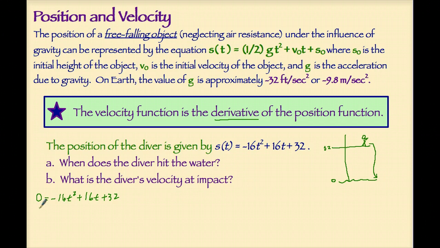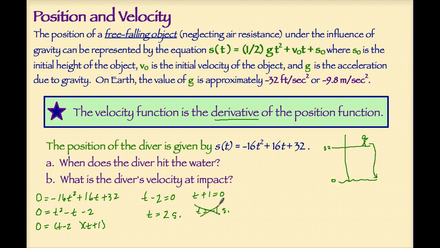This equation will be a lot easier to solve if we divide every term by negative 16. This gives us 0 equals t squared minus t minus 2. Fortunately, this quadratic factors into t minus 2, t plus 1, giving us two potential times. T minus 2 equals 0 gives us t equals 2 seconds, and t plus 1 equals 0 gives us t equals negative 1 seconds. I think it's safe to rule out this answer. At this point, at least, we are relatively certain that there is no negative time. Therefore, the diver hit the water 2 seconds after diving.